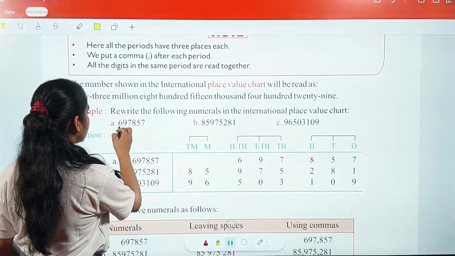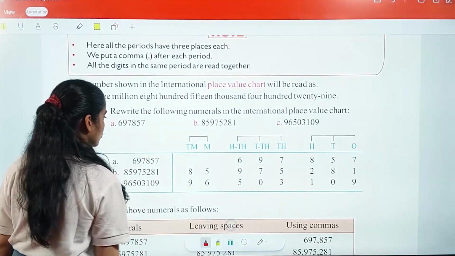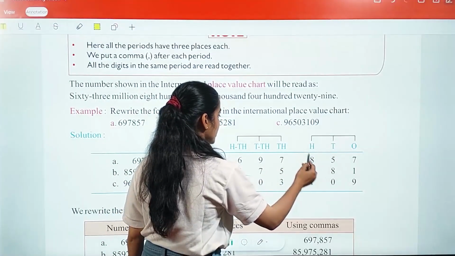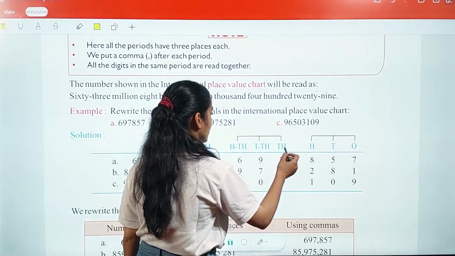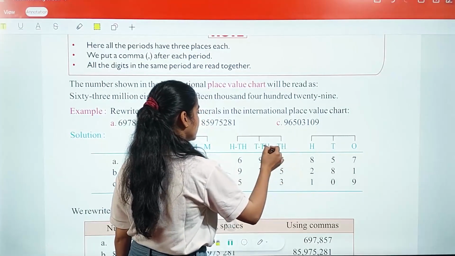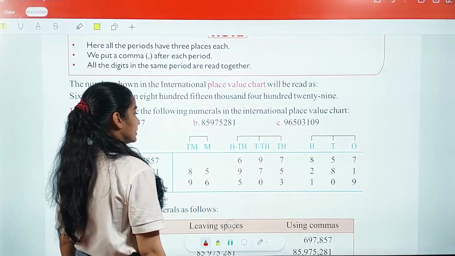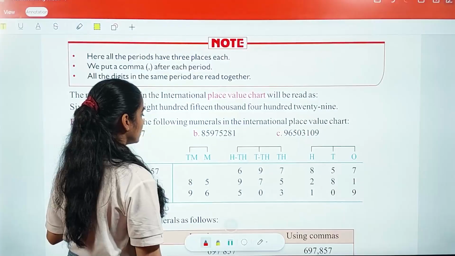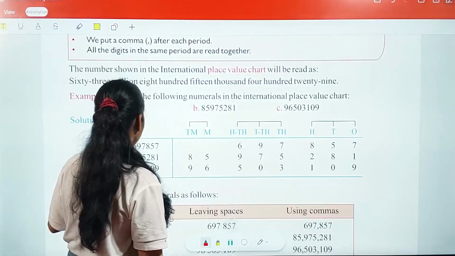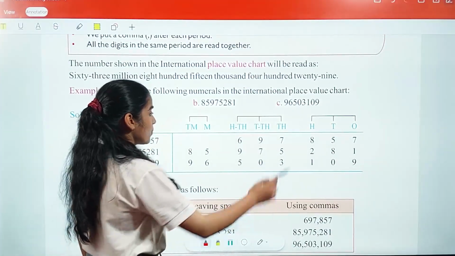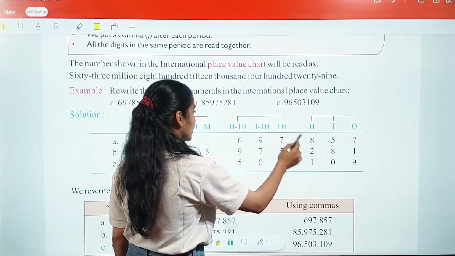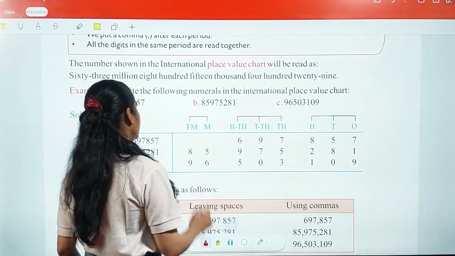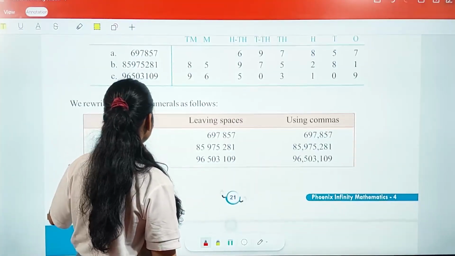So we have to write this number into the international place value chart. So ones, tens, hundreds, thousands, ten thousands, and hundred thousands we have. Next we have the next number: ones, tens, hundreds, thousands, ten thousands, hundred thousands, million and ten million. In the same way you can represent it.